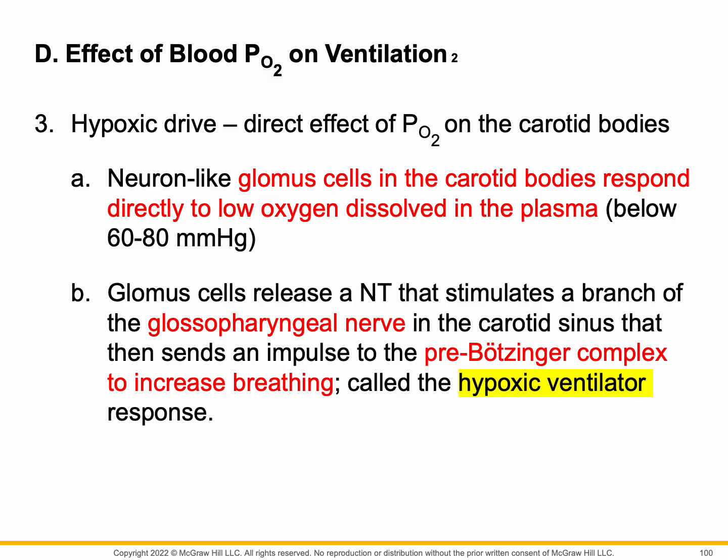to increase breathing. So in effect, the neurotransmitters activate afferent nerve fibers projecting to the brainstem, and they signal the respiratory centers to increase the breathing. This is called the hypoxic ventilatory response.